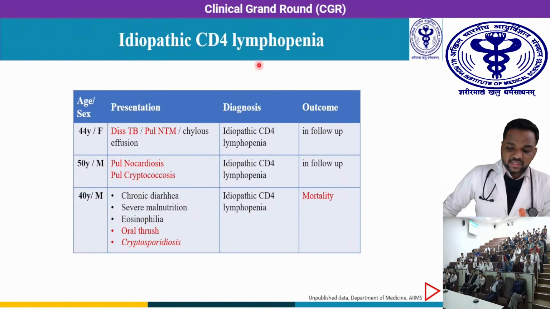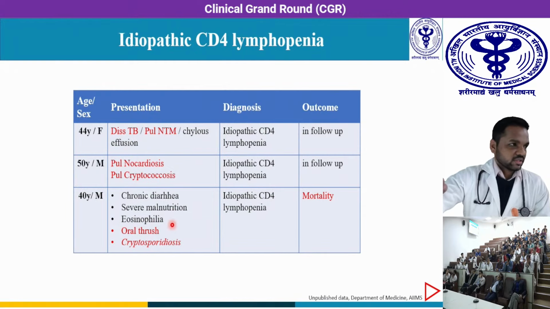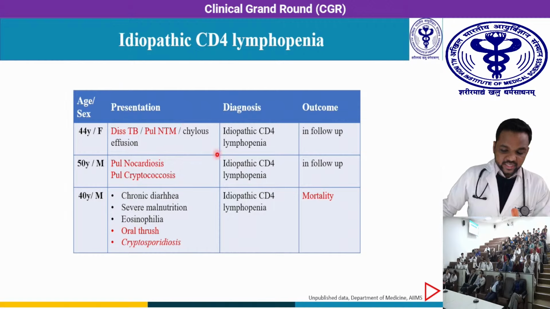In idiopathic CD4 lymphopenia, these patients usually present with opportunistic infections. In our cases, they have presented with NTM, nocardia, cryptococcosis, and cryptosporidiosis.